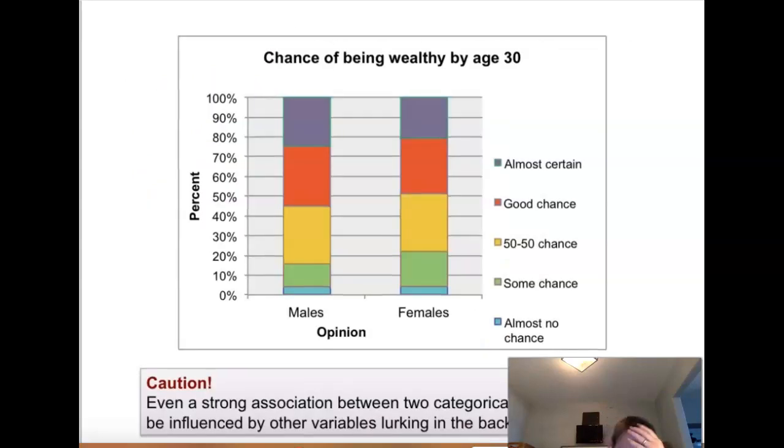But here's an example of a stacked bar chart. And so what you do with a stacked bar chart is each bar in the stack represents a different variable value.